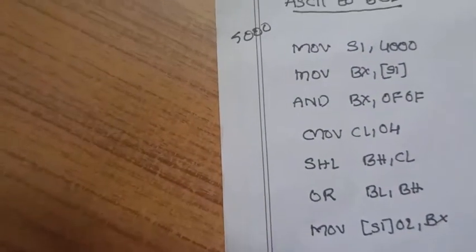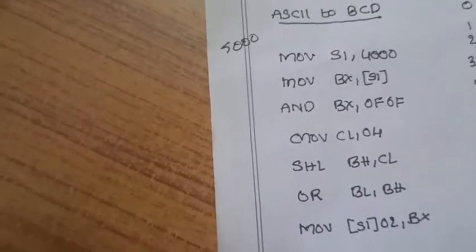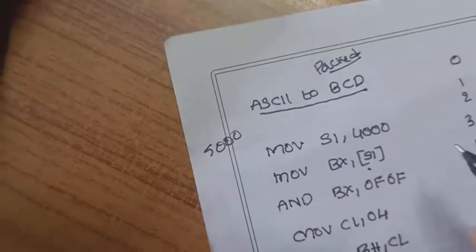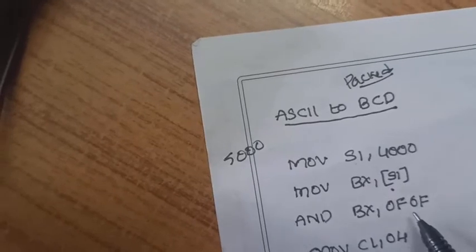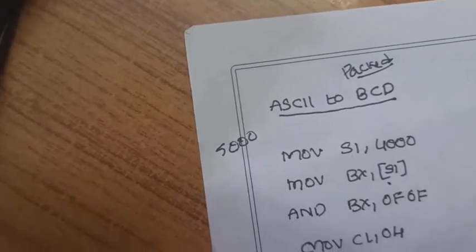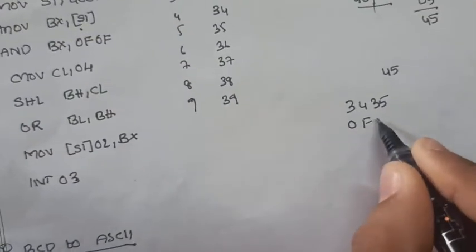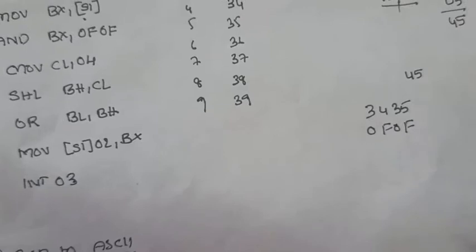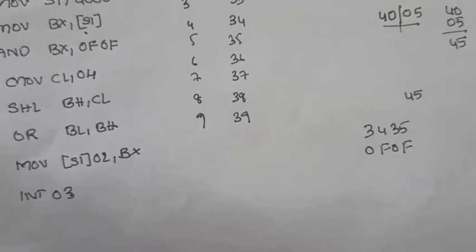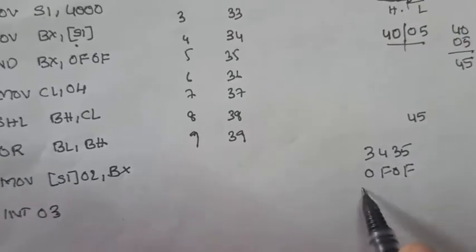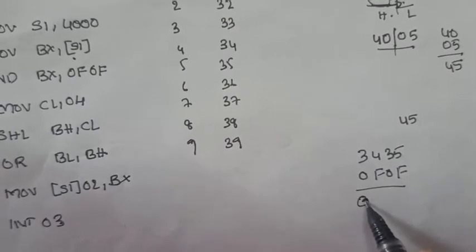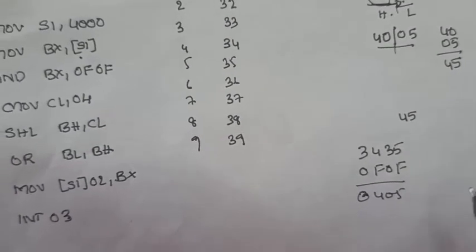If you observe the program here, I have taken memory location 4000 for giving the input of 3435. I am taking that 3435 into BX. Now BX will have 3435. After that, I performed a logical AND between BX and 0F0F. With a logical AND operation, the output will be high only if both the inputs are high. So we get BX equals 0405 if you perform the logical AND.